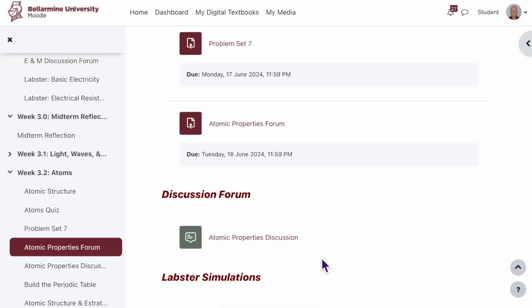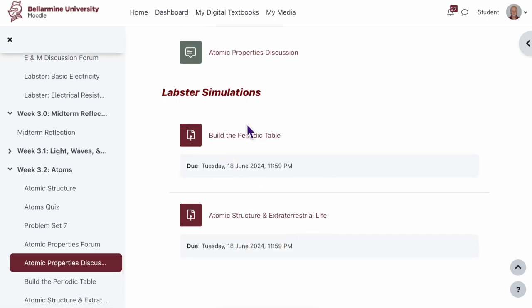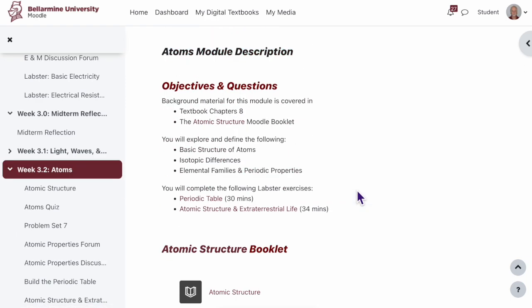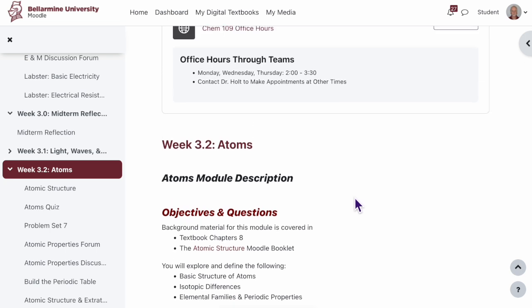And then, of course, as we noted, the Labster simulations here, one on the periodic table and one on atomic structure and extraterrestrial life, ET phone home. So that's the basic structure and concepts introduced in the week 3.2 module on atoms.